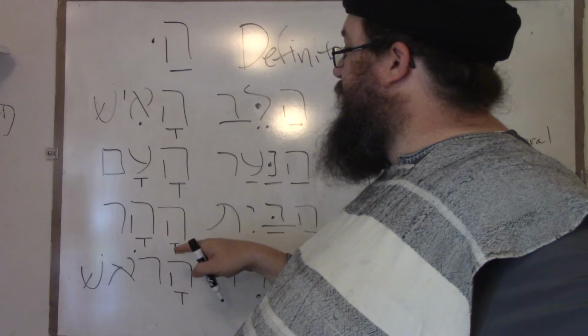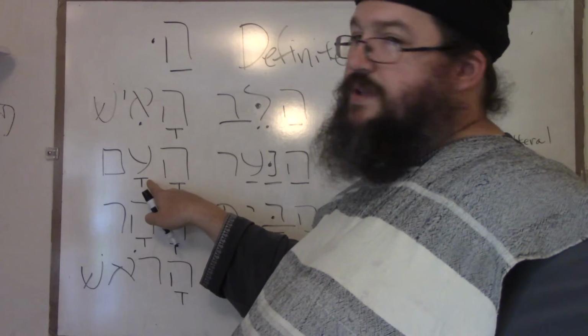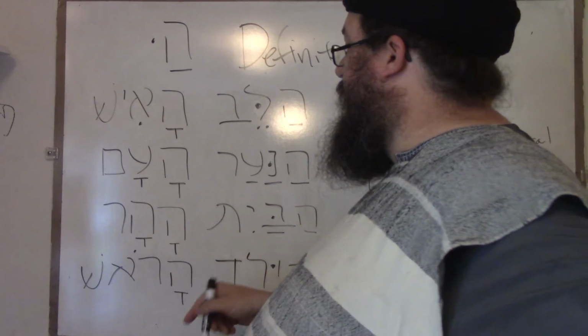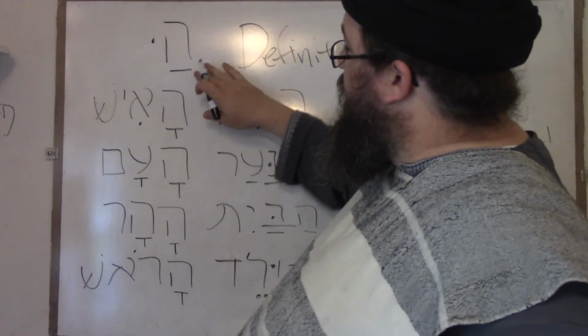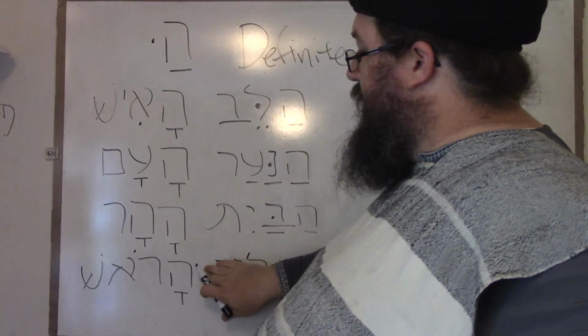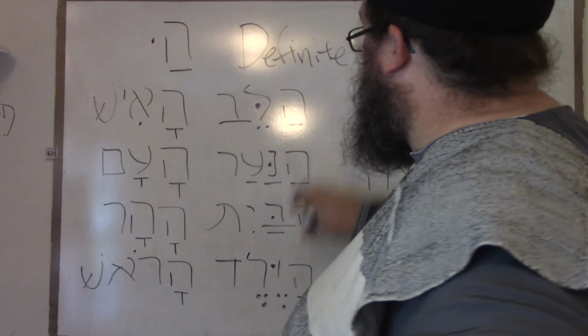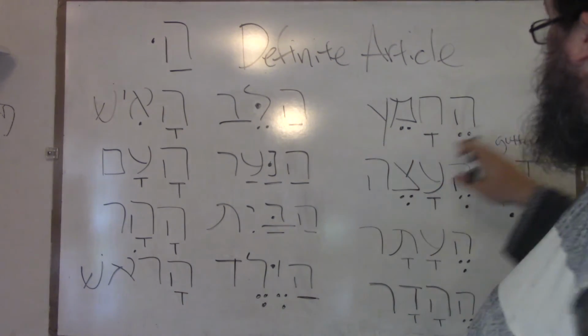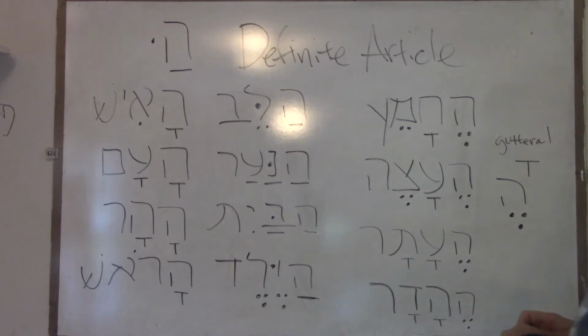And we'll do the same thing with the vowel change. So if this is a patach, we'll change that to a kamatz after it. And so we have here our hey and kamatz rule, this is our hey and patach rule, and this is our hey and segol rule.